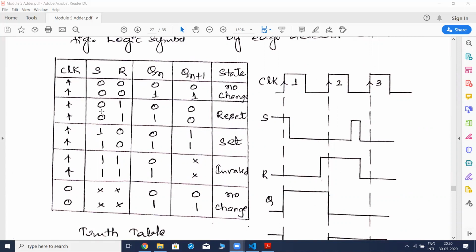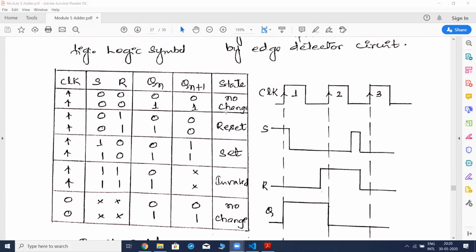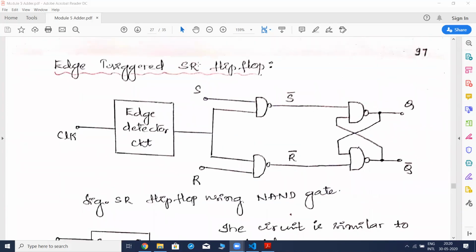Our next input is S is 0 and R is equal to 1. Let us take that one. S is 0 and R is 1. So when S is 0 and R is 1, obviously here we'll have 1, 1 over here. Otherwise, our flip-flop will not work.